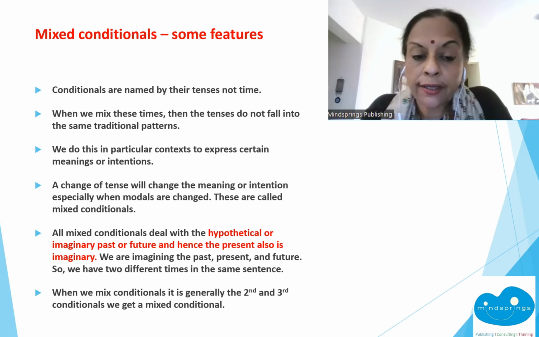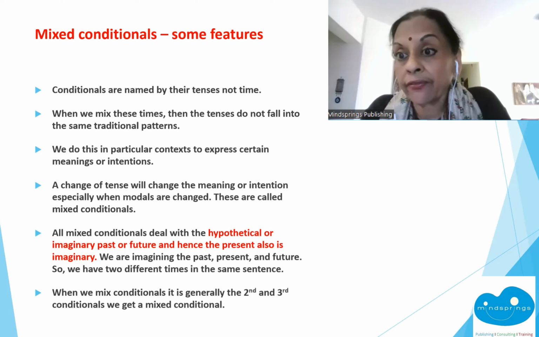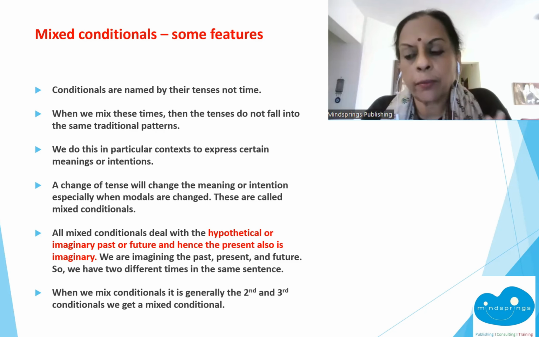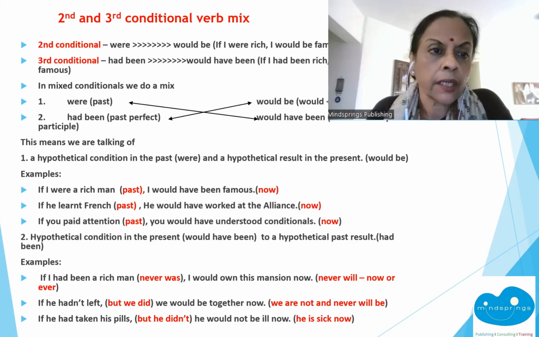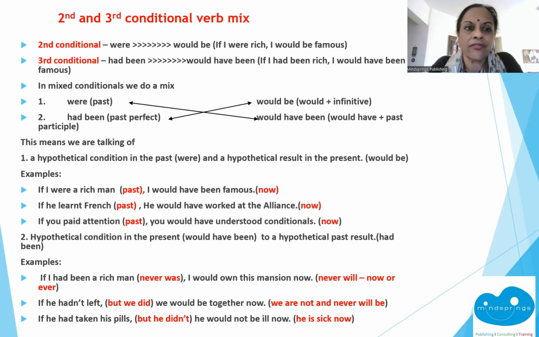When we mix conditionals, it is generally the second and third conditional that we mix, because both of them are unreal. Okay. The second and third conditional verb mix. Second conditional is were and would be. If I were rich, I would be famous. That's my second conditional. Would plus be, V1. The third conditional is had been, past perfect, and would have plus past participle, been. If I had been rich, I would have been famous. See, both are imaginary, no?